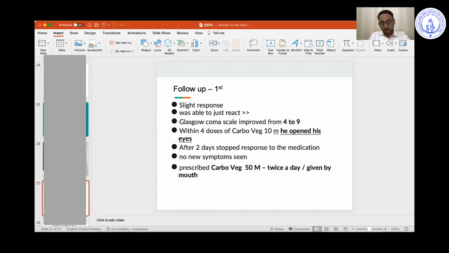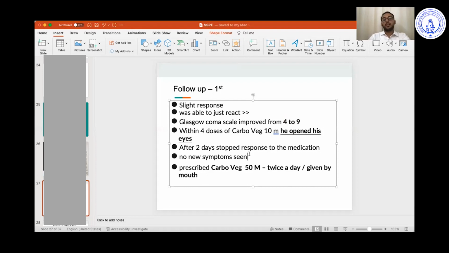So we gave Carbo veg 10M first, and the child started reacting. We could see a slight response from the child. Do you remember the Glasgow Coma Scale was 4 when we met the child at the hospital, and just with the first dose it went from 4 to 9.